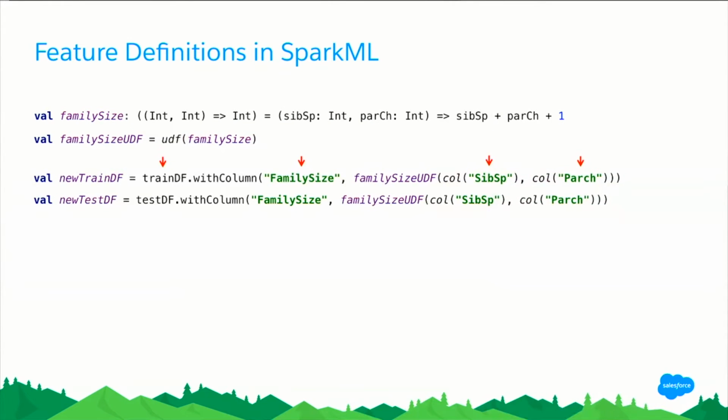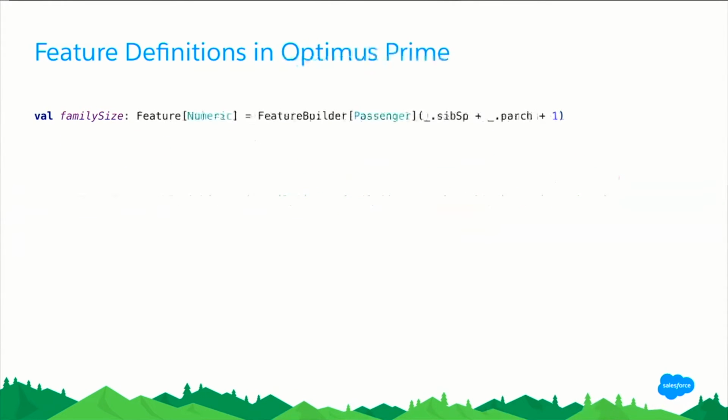So in contrast, in Optimus Prime, this is the syntax that you would use for defining a new feature. You would say that the family size is a numeric feature that is obtained by applying that function to data of type passenger. And so there's two interesting things over here. We've introduced the notion of a feature, which is essentially a type-safe pointer to a column in the data frame. And that's what gives us all this type safety.